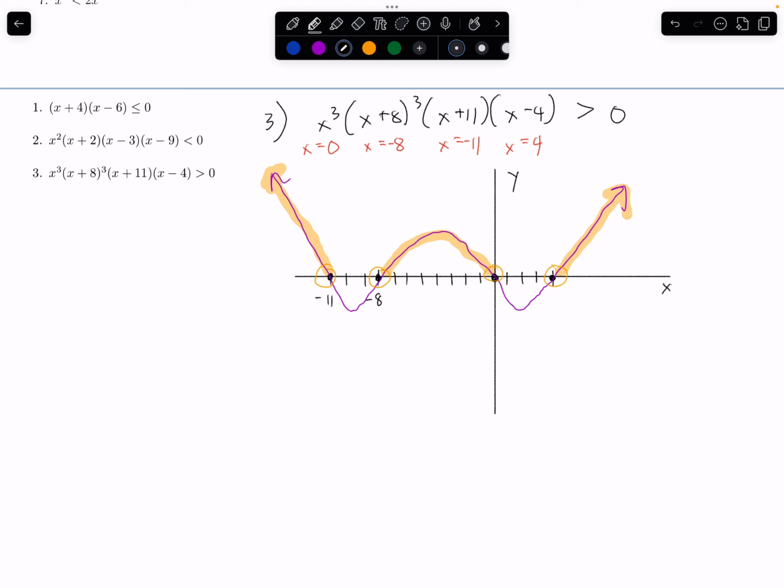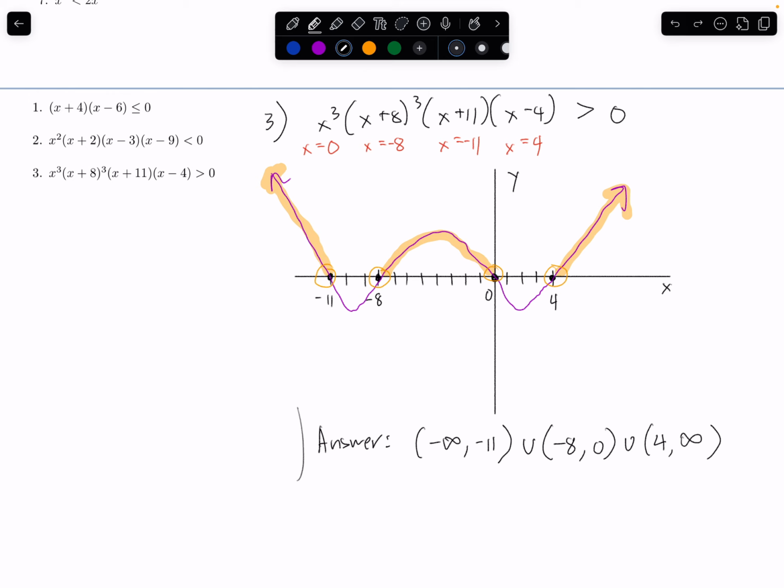That means my answer is as follows. First, negative infinity always remember goes with the soft bracket. And then stop at negative 11, again soft bracket. Union with that middle region from negative 8 to 0. That's 0 right there, right? That's 4, by the way. And then union with the region from 4 onwards. 4 onwards means from 4 to infinity. Just like that.